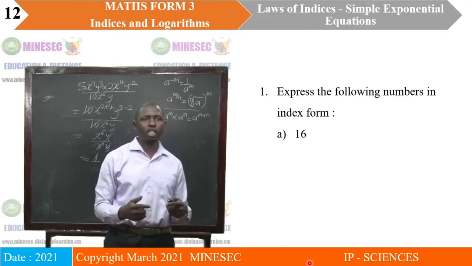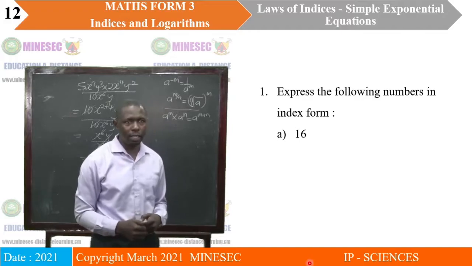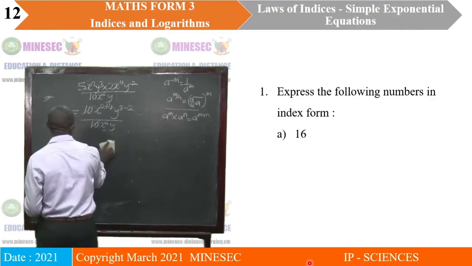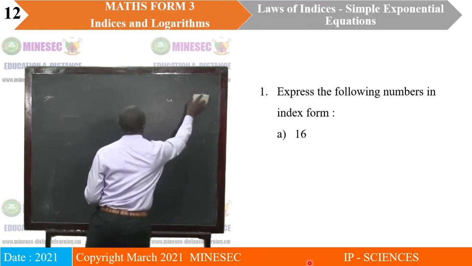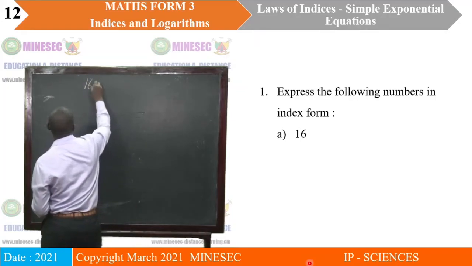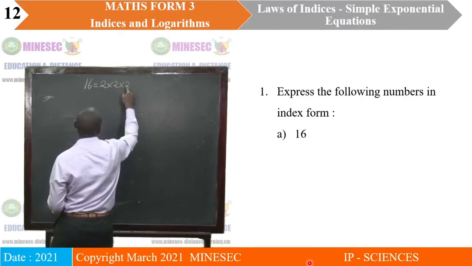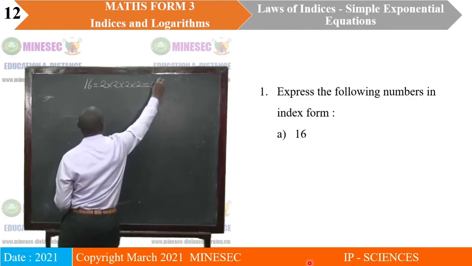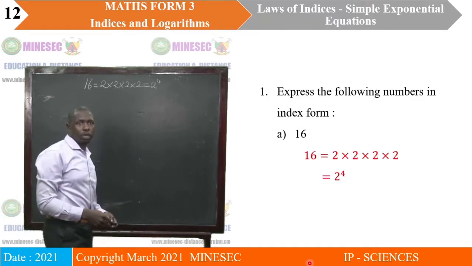So we have to express the following numbers in index form. You had 16. You have to express 16 in index form. You can use 2. If you use 2, you will have 16 equals 2 times 2 times 2 times 2, which is 4, times 2, which will give us 8, times 2, which will give us 16. So we have 2 raised to the power 4. That's your result indicated on your screen.